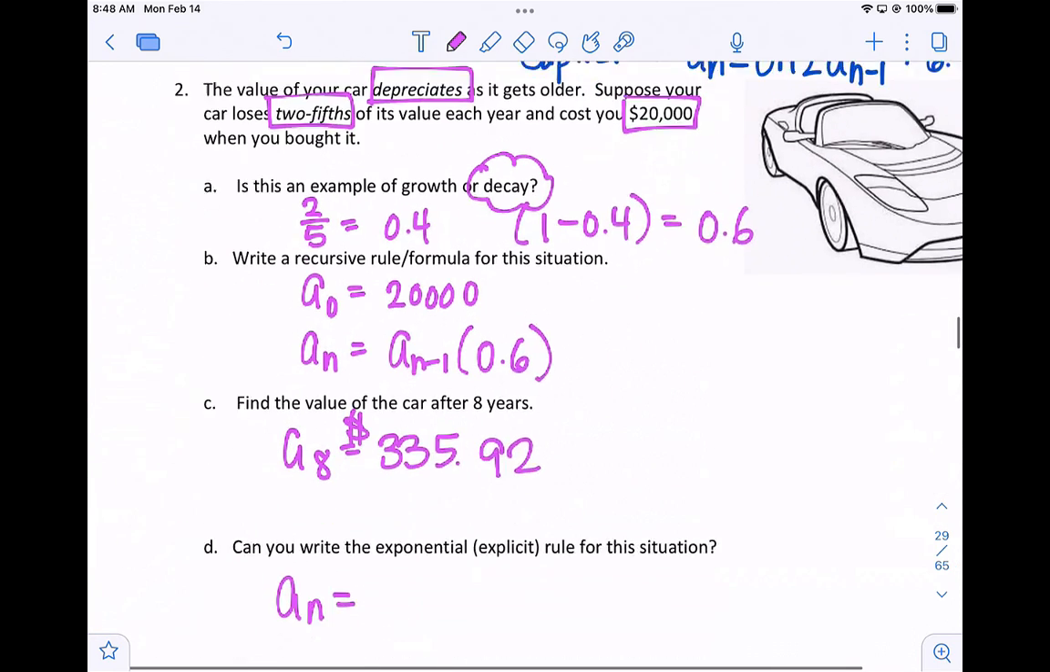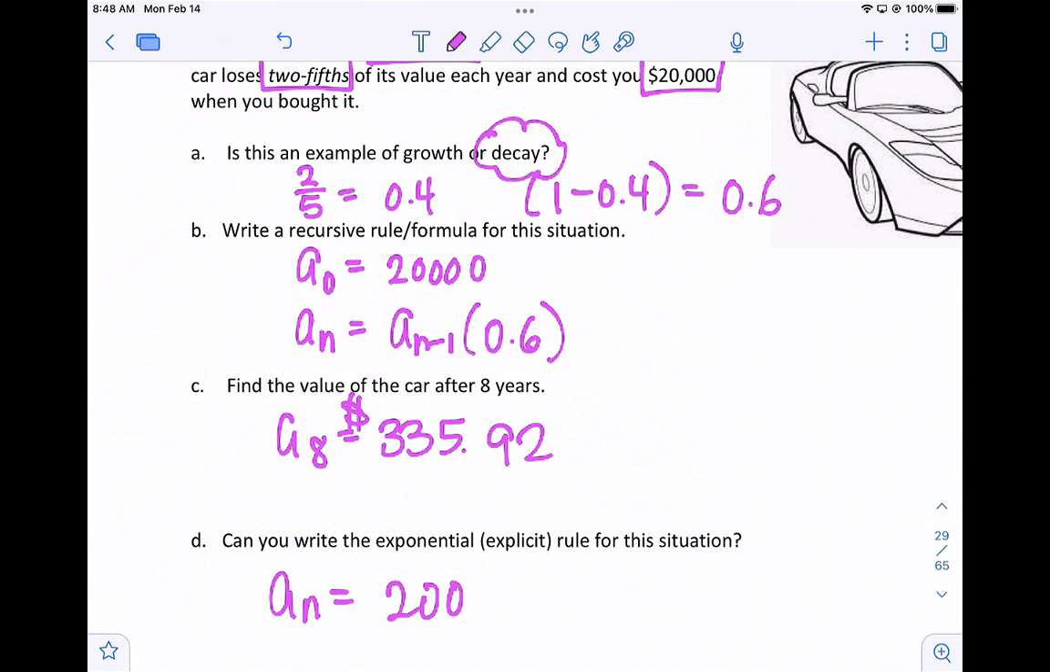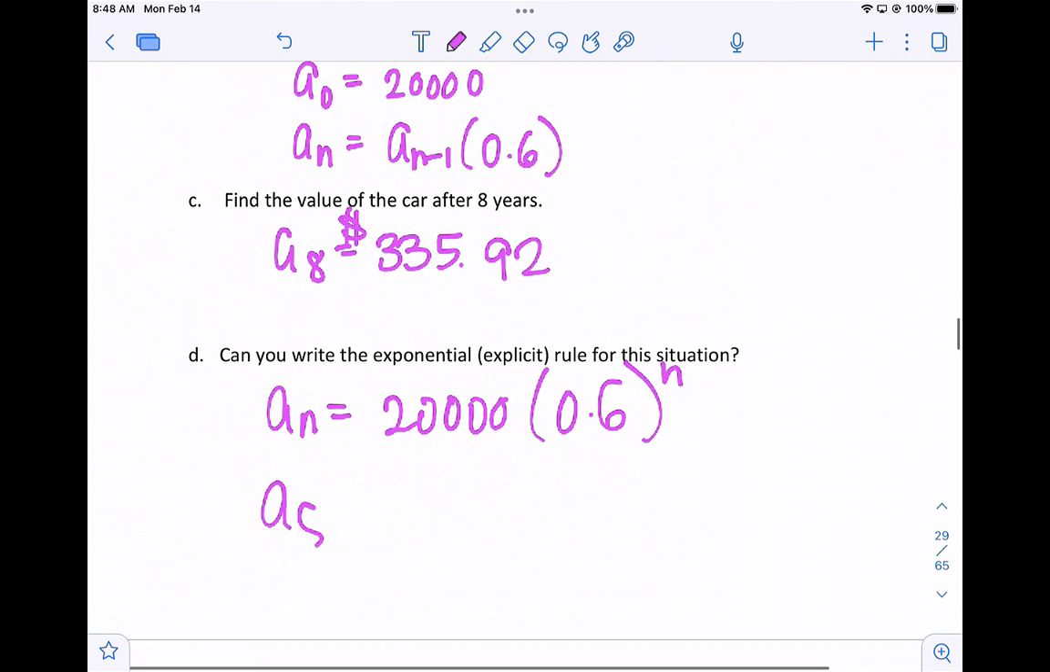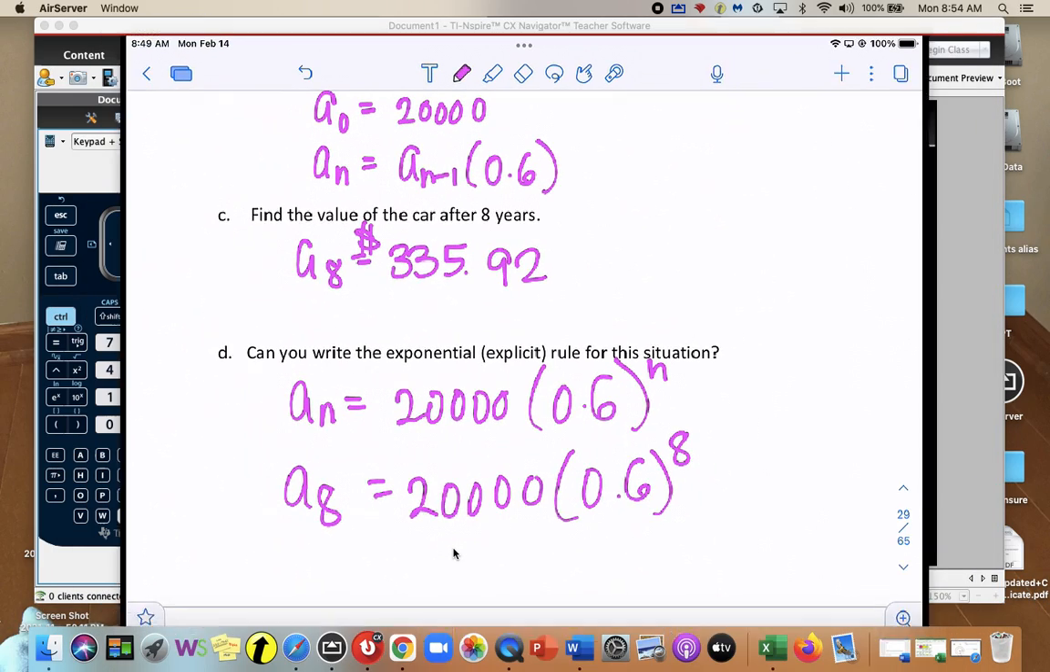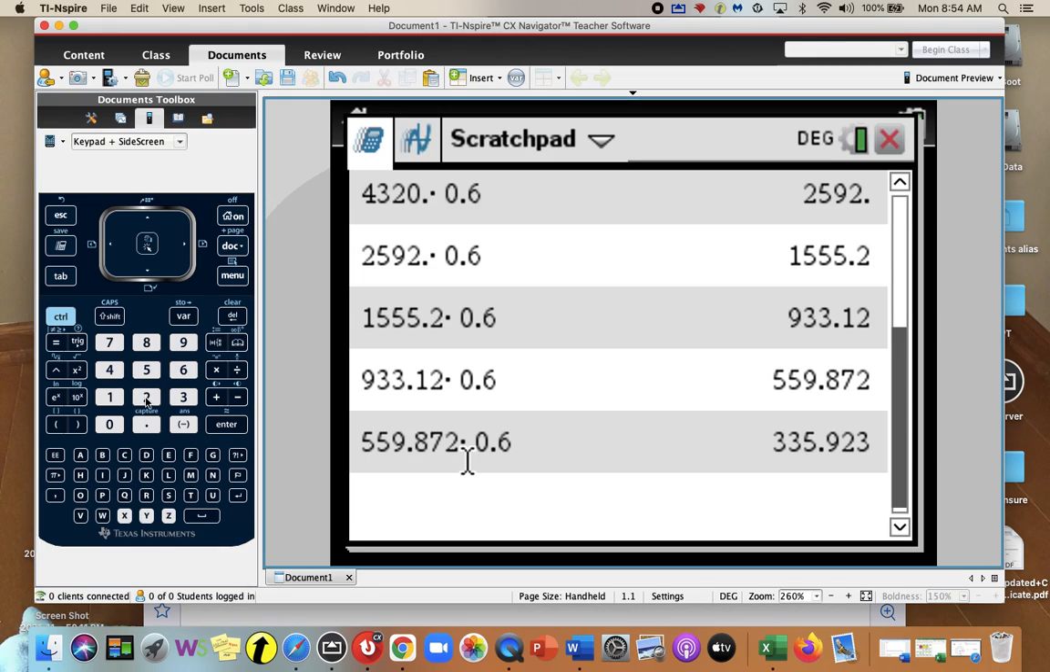okay, so our starting value is 20,000. And it's 0.6 to the n power. And so again, for 8 years, what we could have just done instead of programming our calculator and hitting enter 8 times is we can just type in 20,000 times 0.6 to the 8. Let's just make sure that we did it right by checking to see if they're equal.